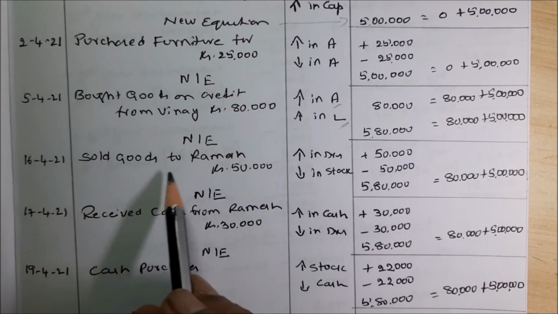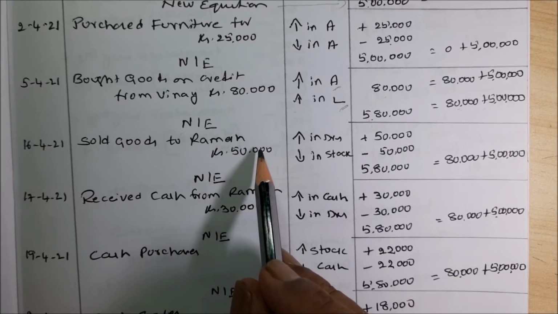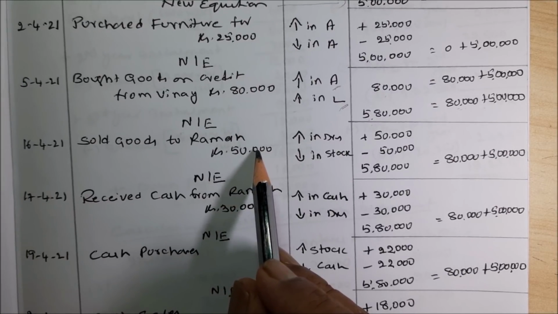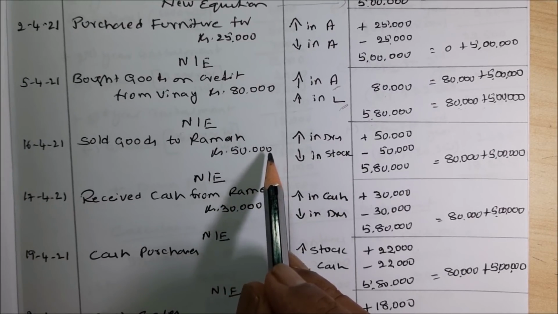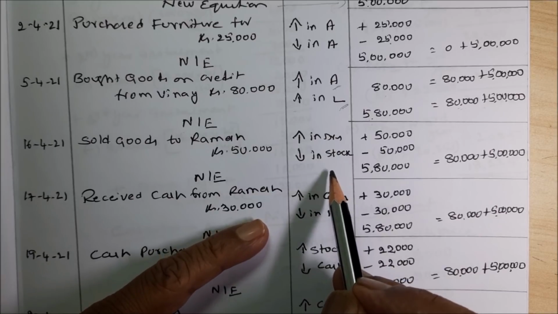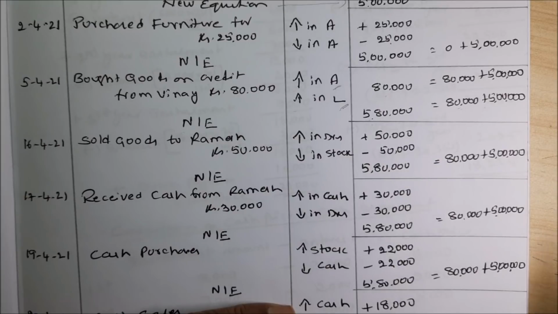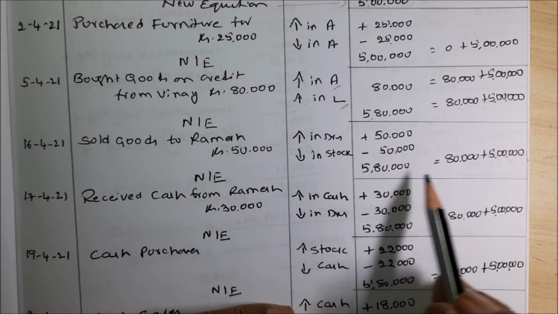Next, sold goods to Ramesh rupees 50,000. That means goods sold to Ramesh means it is on credit. When it is credit, it is very simple. Debtors increases because we have to receive from Ramesh. Stock decreases. Once again 1 plus 1 minus. So effect is 0. Once again it becomes 5 lakh 80.